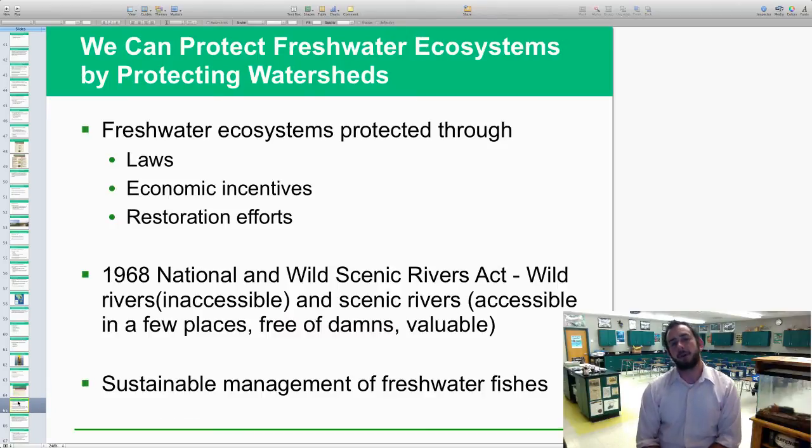We can protect freshwater ecosystems and watersheds through laws, economic incentives, maybe tourism, things like that, and also restoration efforts. In 1968, the National Wild and Scenic Rivers Act protected wild rivers that are inaccessible and scenic rivers that are accessible only in a few places, keeping them free from dams, free from diversion, and free from roads being built over them. That has been a very valuable act for freshwater streams and rivers. Again, this helps to sustain the management of freshwater fishes too when you maintain those rivers.